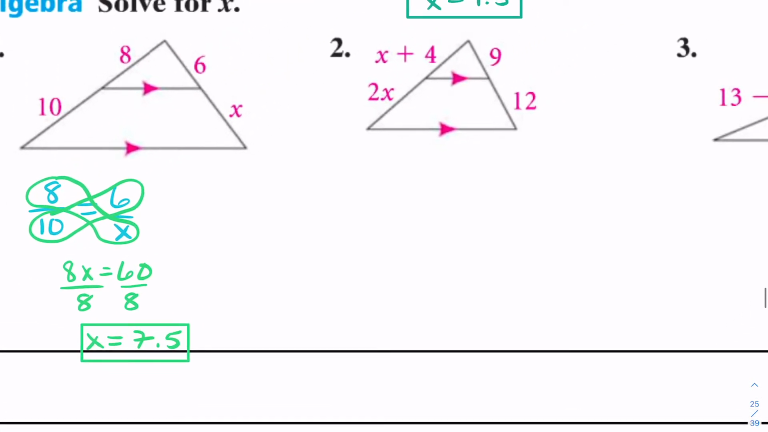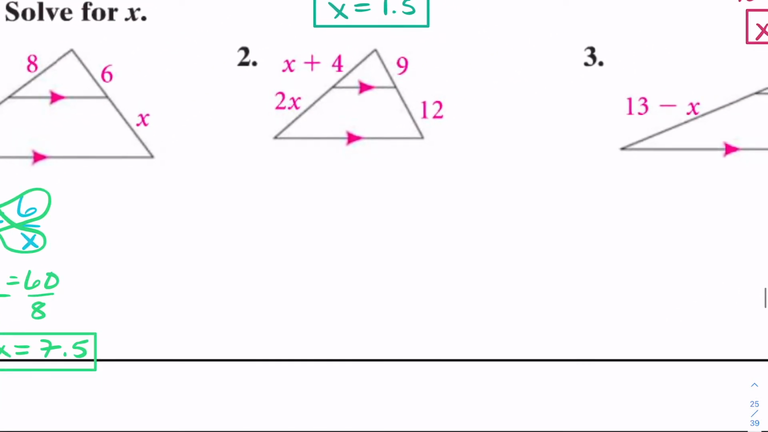All right. The next one, we will do x plus 4 over 2x. And again, remember, before this lesson, you would have had to add these together and add these together. But now, because we have parallel lines, the side splitter allows us to always set it up this way, where we're working with the split sides, 9 and 12, and we will find the cross products.